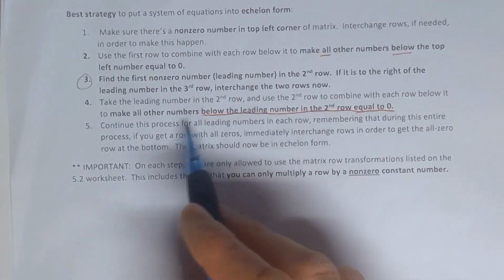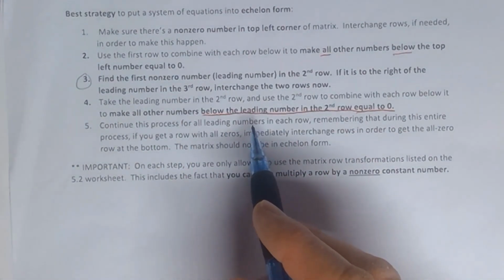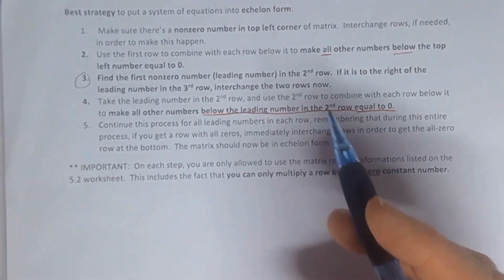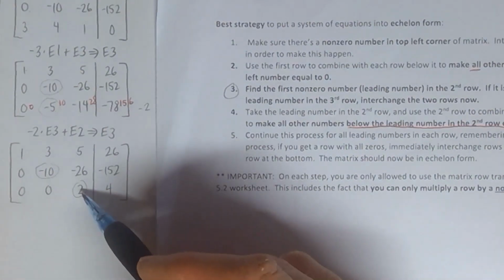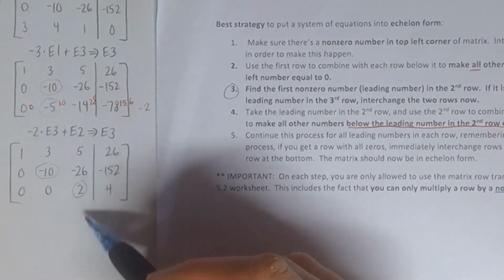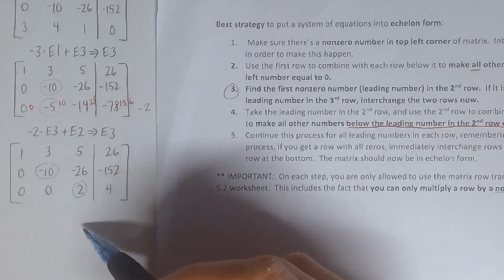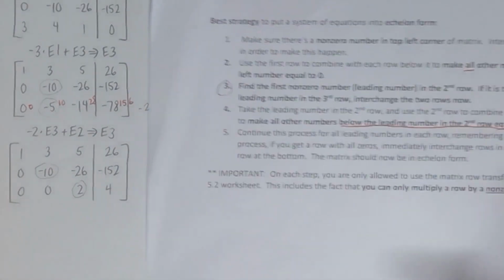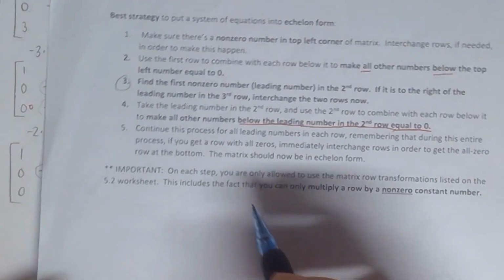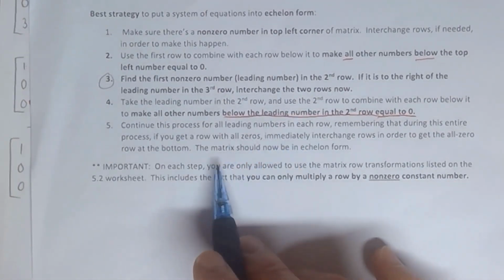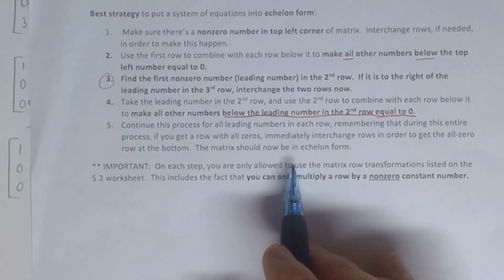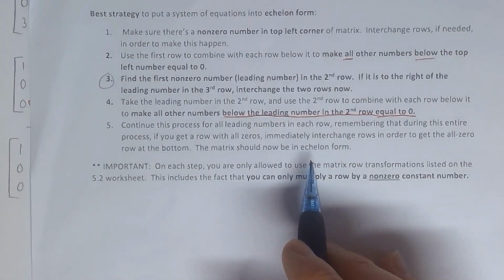But as long as you've now done this for all rows, and the third row is the last row, all right? You identified your leading number. You don't have to do the step where you make zeros underneath the 2 because there aren't any. And so we're now done with that process. It says now the matrix should be in echelon form. Okay.